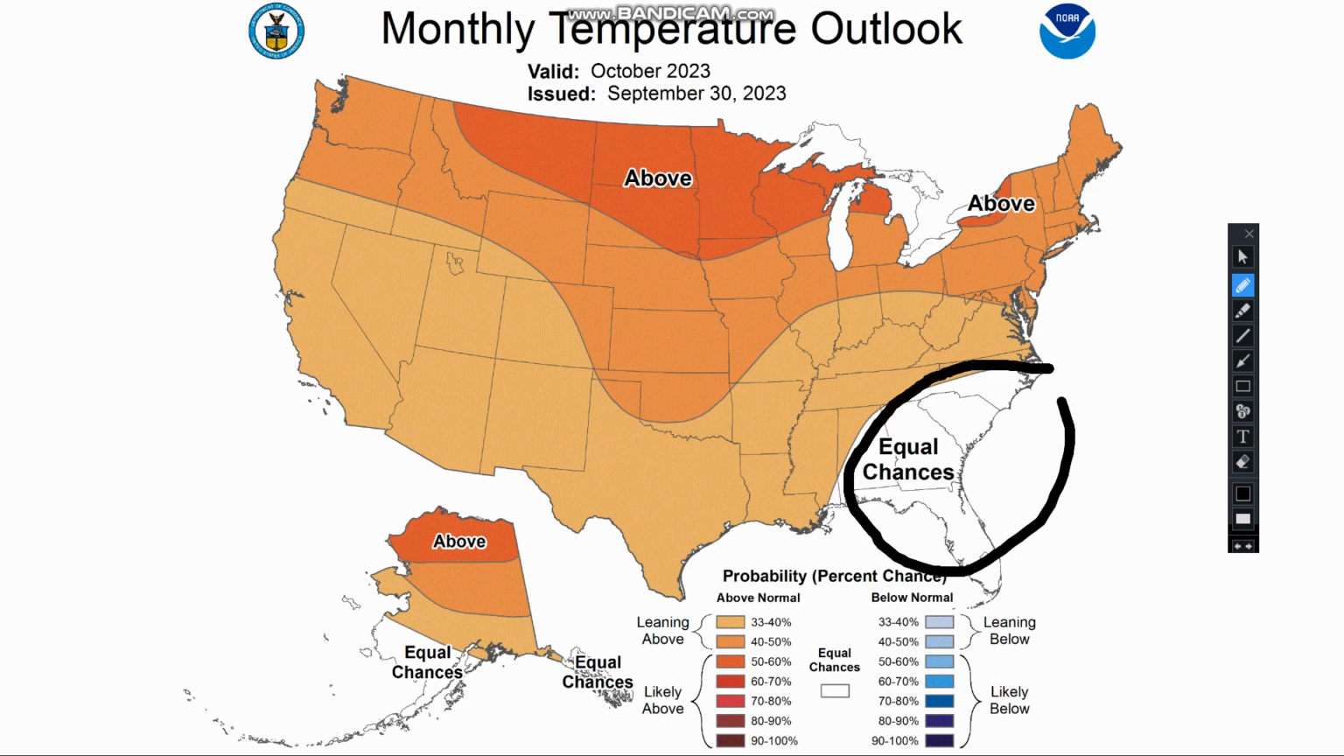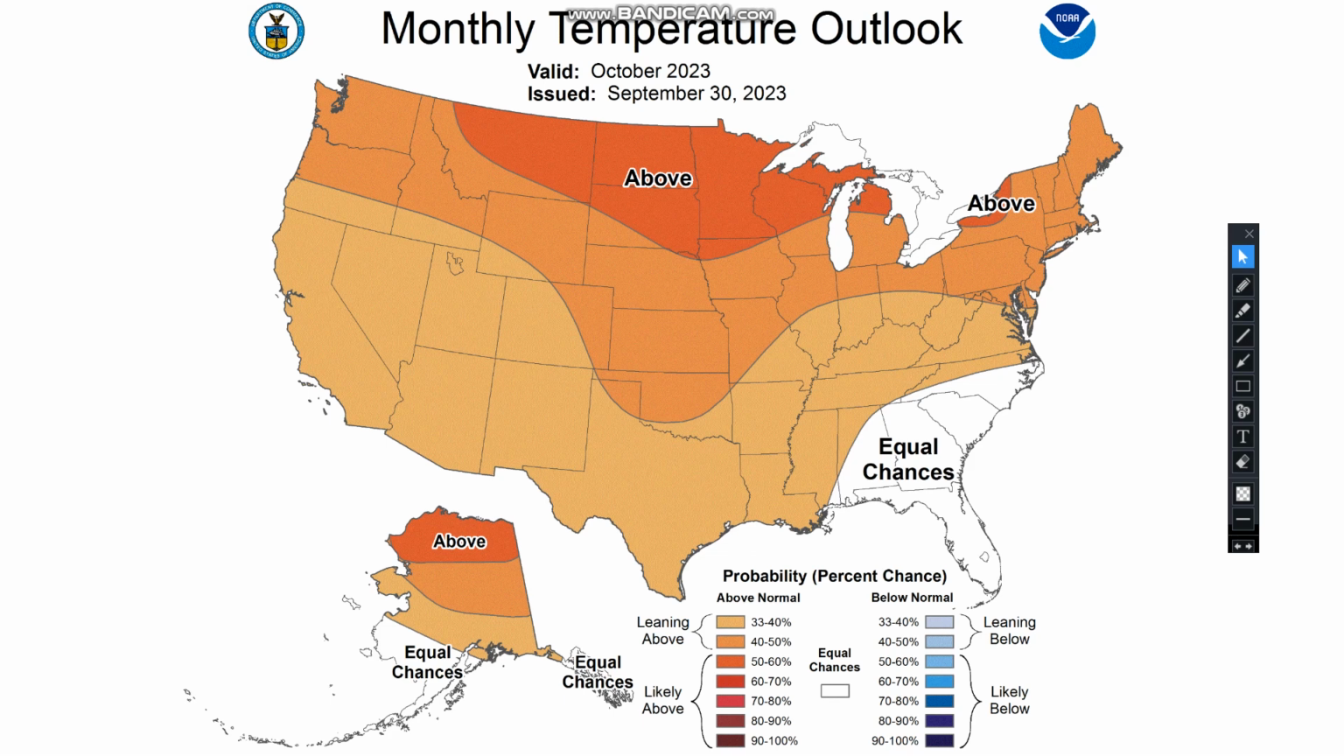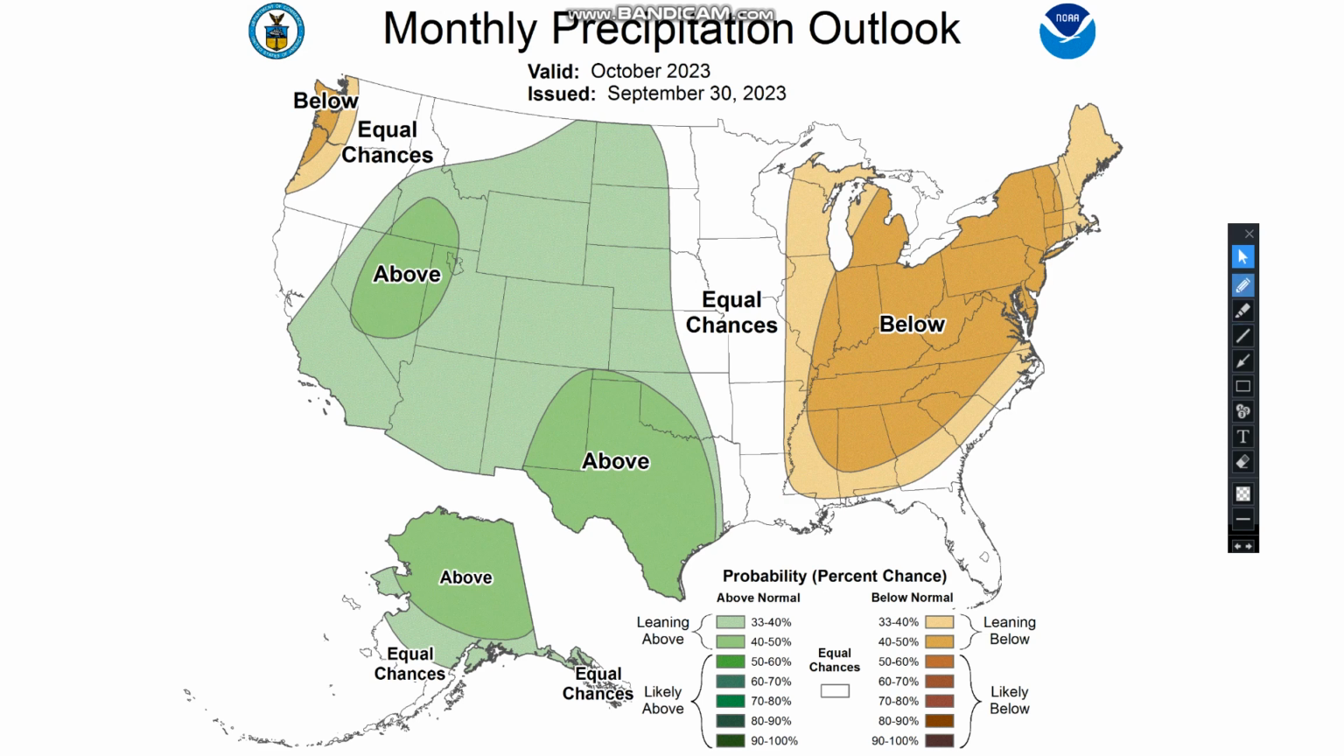So the best chance to see cooler air would be in the southeast, anywhere from Alabama to the Carolinas and on south into Florida. But in general, they're calling for an above average temperature outlook for Alaska and for the northern tier of the United States. How about the precipitation outlook?